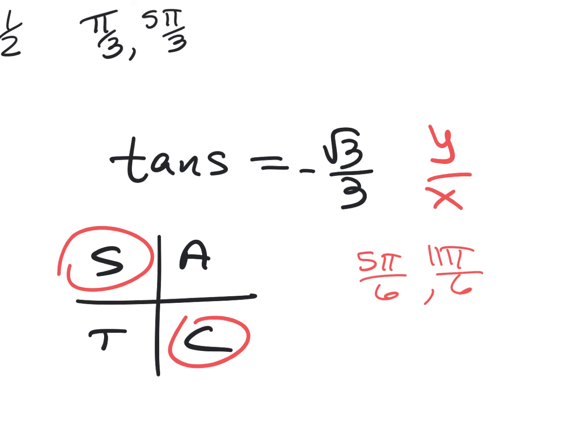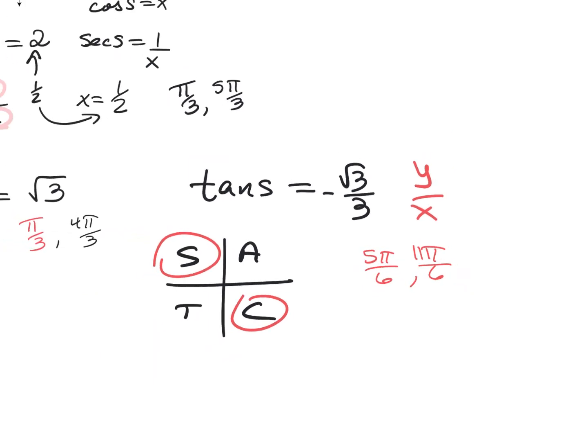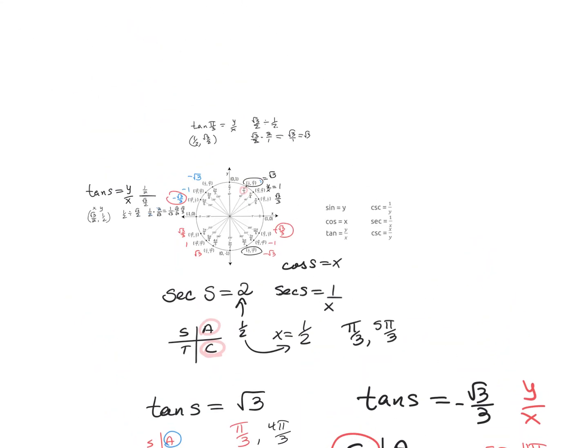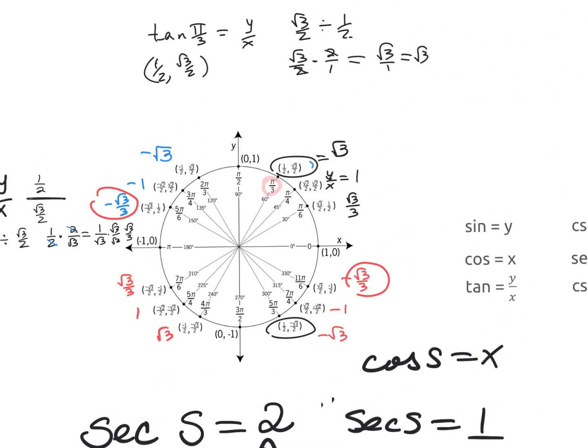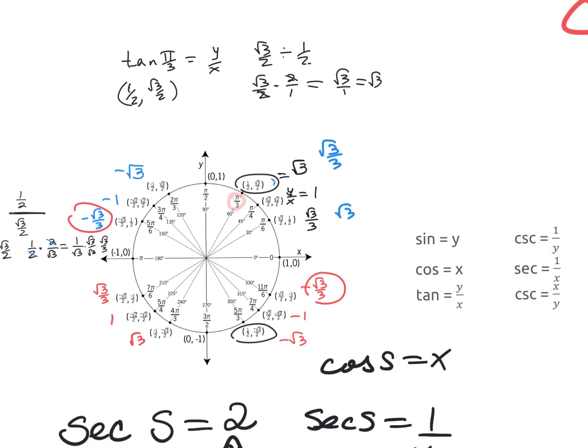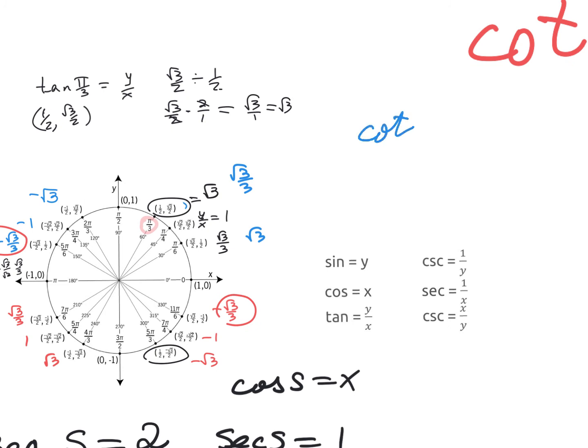Let's try another one. Let's do a cotangent. Now for cotangent, remember cotangent is equal to x over y. So again, you really don't have to go back and re-divide everything. For cotangent, these two are just going to switch places. The one's going to stay where it is. So for cotangent of pi over 3, it'll change places with this. So let's say I wanted to find the angles where cotangent equals root 3.